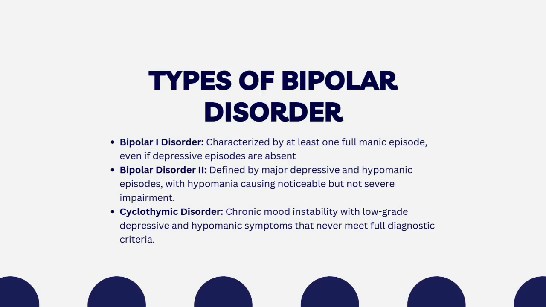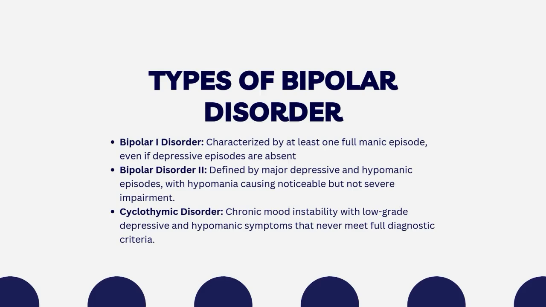So now that we know a little bit about bipolar disorder, let's look at the specific types. So there's three. There's bipolar I, bipolar II, and cyclothymic disorder. Bipolar I requires at least one full manic episode in a lifetime. A depressive episode is not required, but many people with bipolar I do experience depression. For example, if somebody has a manic episode where they feel invincible, spend recklessly, and experience racing thoughts, but no depressive episodes, they still meet criteria for what we call bipolar I.